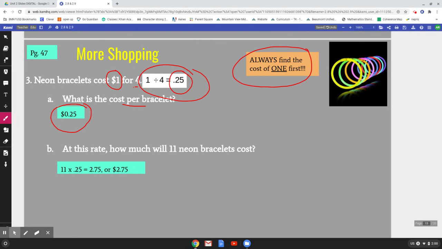At this rate, how much would 11 bracelets cost? You're going to do 11 times the cost of one, and you'll get $2.75.